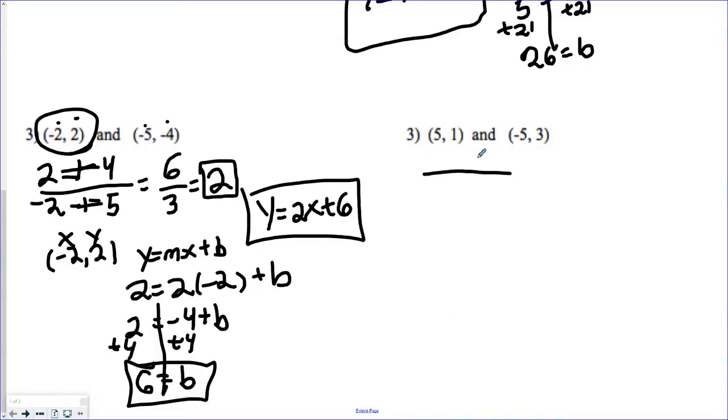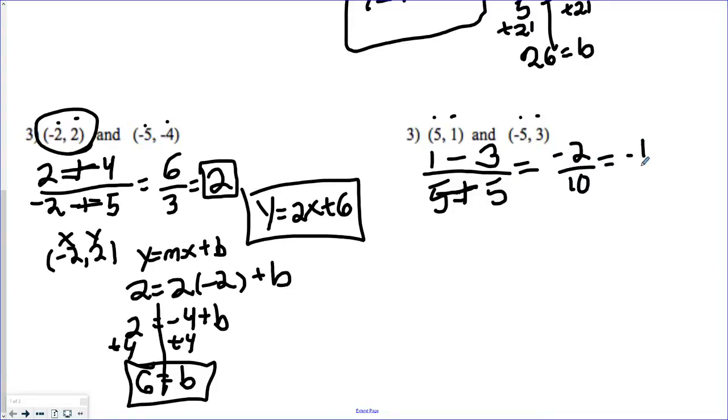Last one for these here. Y and y, so 1 minus 3, and then x and x, so 5 minus negative 5. Remember, the double negative again makes a plus, so we get negative 2 over 5 plus 5, which is 10, and this comes out to be negative 1/5. And so then I'm going to pick this as my point of reference. Again, it doesn't matter which one you pick, just pick the one that looks easiest to you. So 5, 1 is my reference point, so y equals mx plus b.